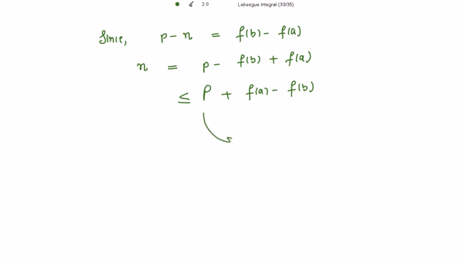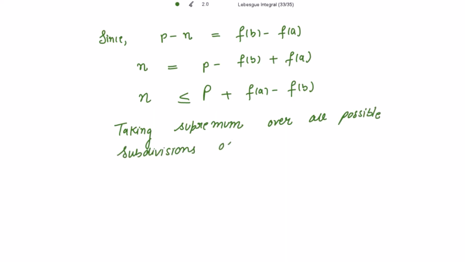And because this P is less than or equal to T, which is finite, I can take this P to the other side. But before that, I need to take the supremum over all the possible subdivisions. Now let's take the supremum over all the possible subdivisions of the closed interval [a, b].